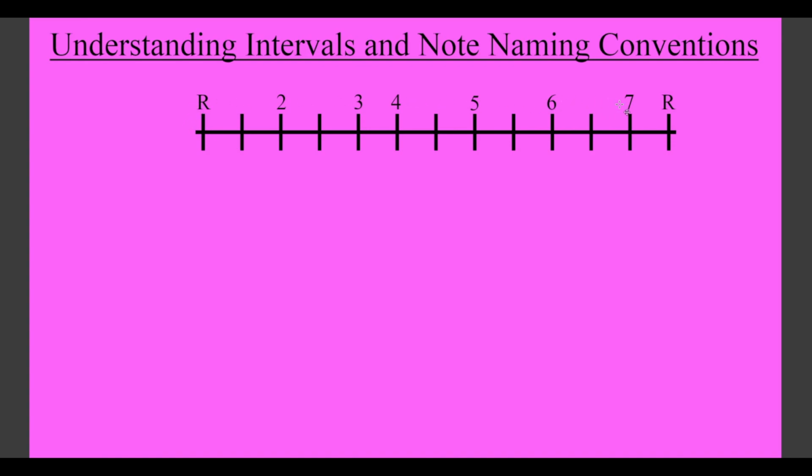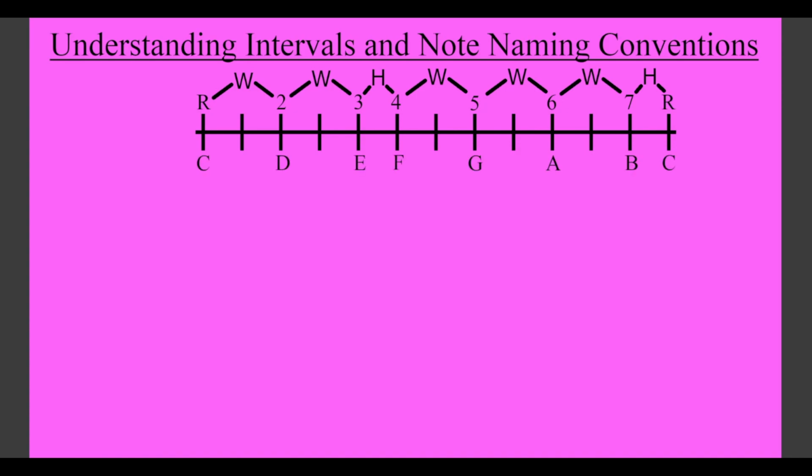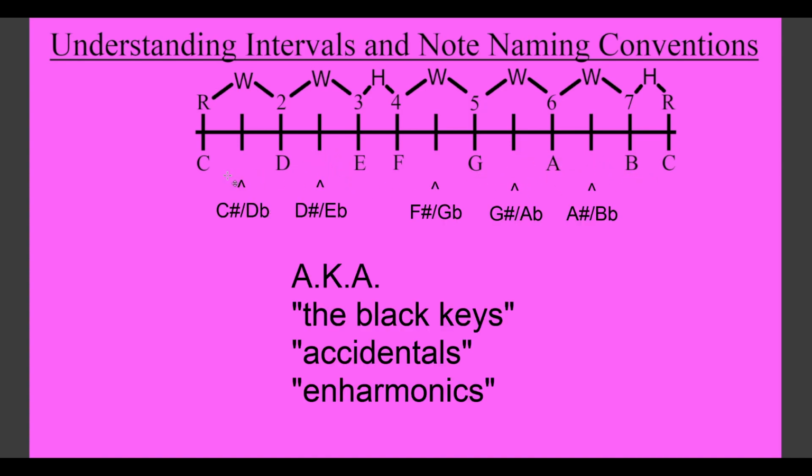This pattern should look familiar if you've memorized your major scales. As we can see here, we have whole, whole, half, whole, whole, whole, half. That's our major scale construction. If I put those letter names back up there, we've got the key of C here. Obviously, between each letter name, there would be an enharmonic. This could be D sharp, E flat, the black keys essentially between these natural keys.